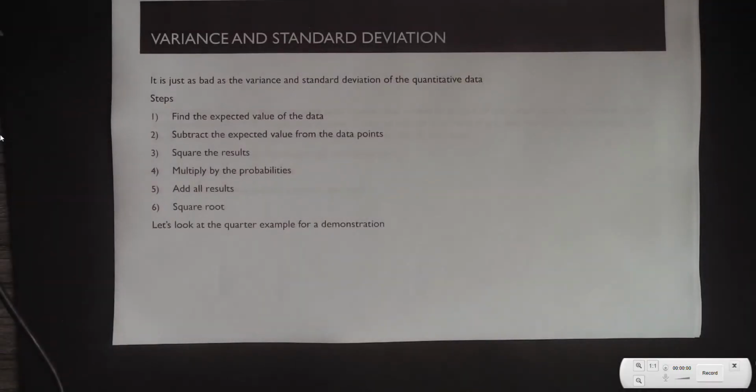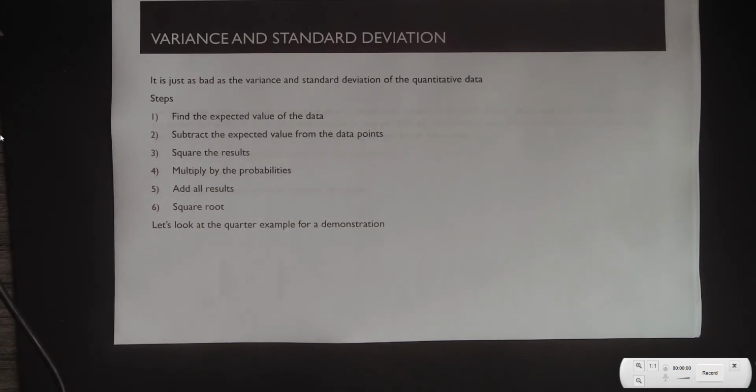Okay, so then we have variance and standard deviation. It's pretty much the exact same things you did last time. So here are the steps. You're going to find the expected value, which can stand in for the average again. Subtract the expected value from the data points. Square the results, multiply by the probabilities, add all results, and then square root.